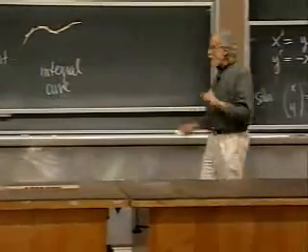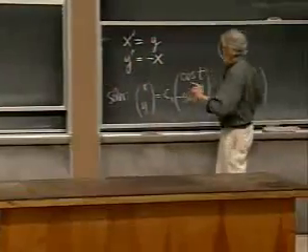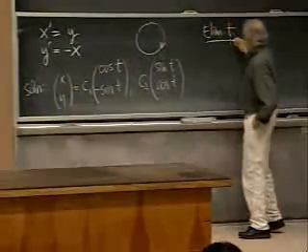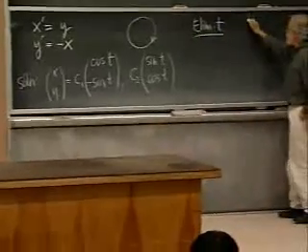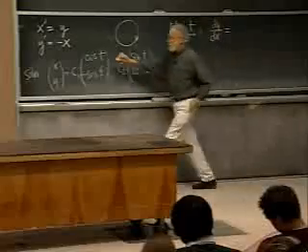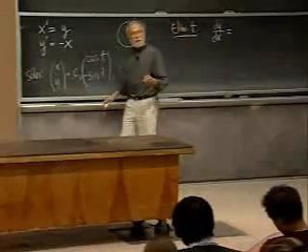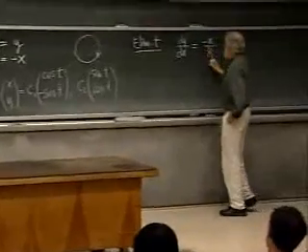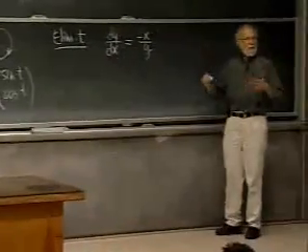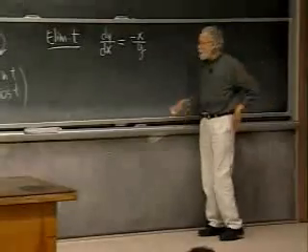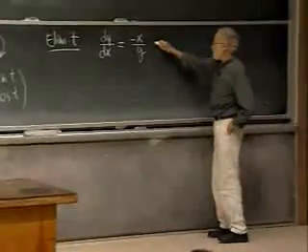Well, if I eliminate t directly from the system, what will I get? I will get dy by dx. I divide this equation by that one, and it is equal to negative x over y. Oh, well, of course, that's solvable. We're able to solve it by 18.01 methods before you ever came into this course.